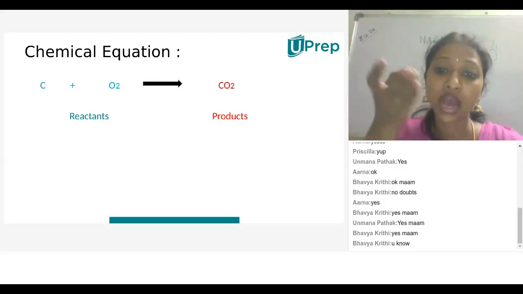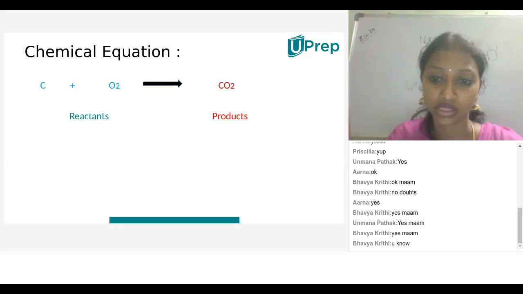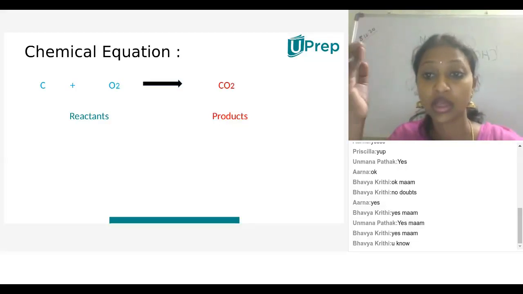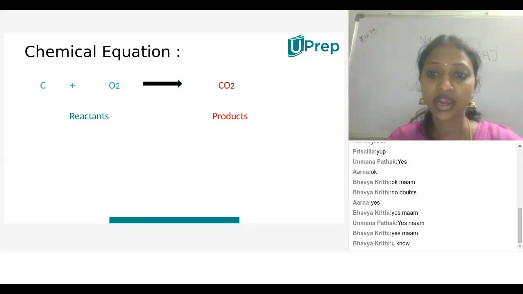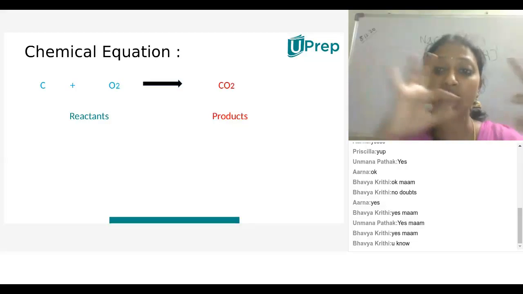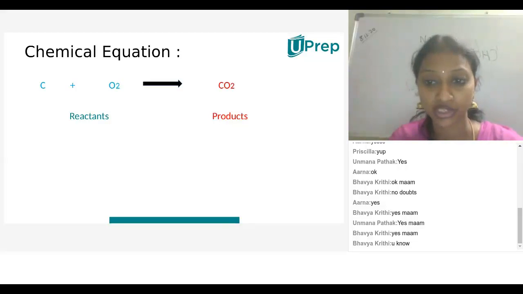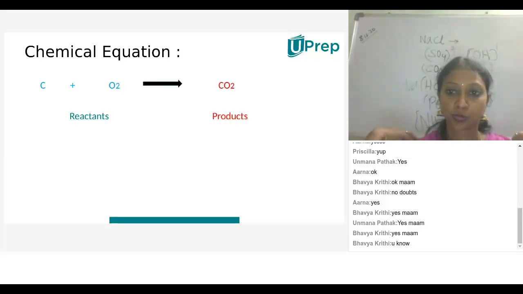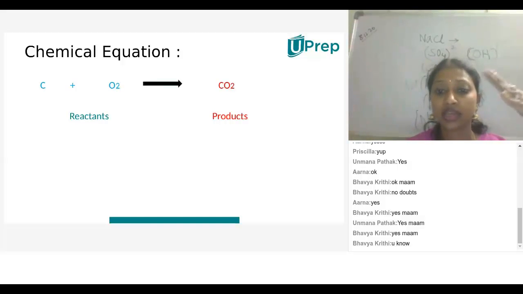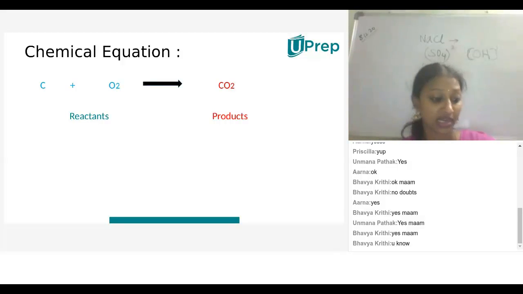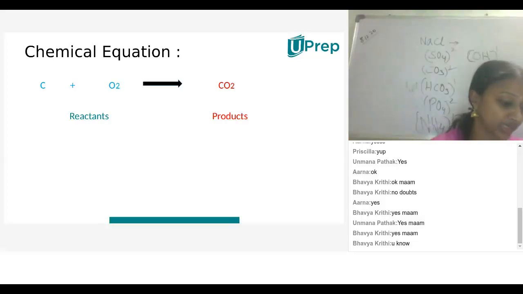In the same way, when carbon reacts with oxygen gas to form carbon dioxide, you'll know the final product. That product should be written towards the right. Left reactants, products right. And this arrow mark represents the direction of the reaction. It also represents the phrase gives rise to. It shows towards the product after completing the reaction. The plus sign represents how many reactants there are.